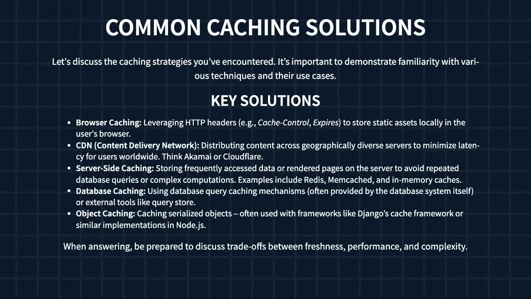distribute the data. Okay, let's talk about the caching solutions you've likely worked with. It's really important to know your stuff here. Understanding how different caching layers work is a big plus. We're talking about things like browser caching, where browsers remember static assets locally so they don't have to download them every time. Then there are CDNs, which distribute content across the globe for faster delivery. Server-side caching, using tools like Redis or memcached, avoids hitting your database repeatedly.